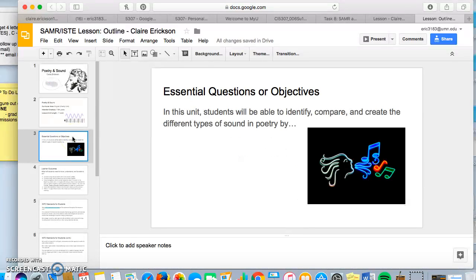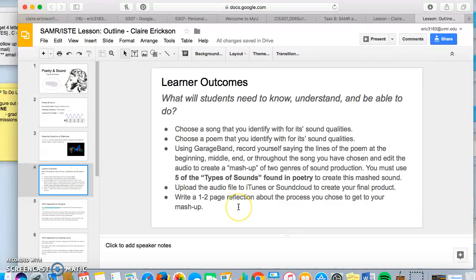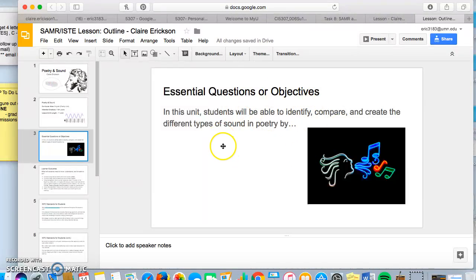So some of the essential questions or objectives I have for this lesson plan are, in this unit, students will be able to identify, compare, and create the different types of sound in poetry by, and that's kind of the setup for what we have here, my learner outcomes. And essentially back here, I would create a list of the different types of sound in poetry that the students would work off of. Probably it could be anywhere from 20 to 50 different sound definitions, and they don't need to memorize those or be quizzed on them.